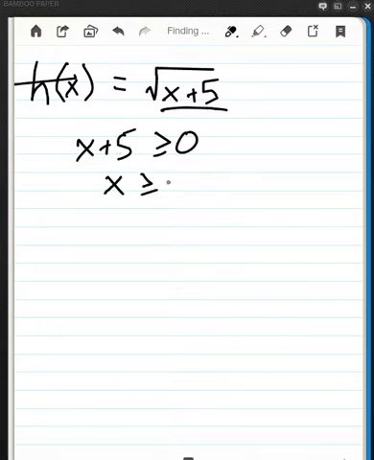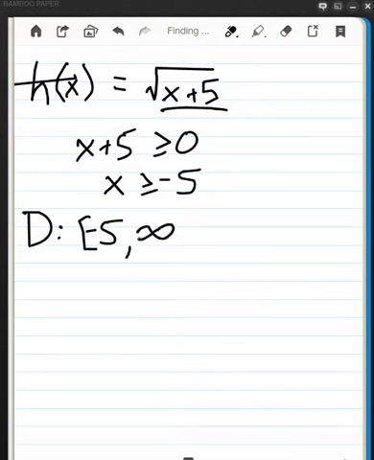We're just one step away from figuring out all the values of x that would work. We subtract 5 from both sides. We would have that x can only be numbers bigger than negative 5 and including negative 5. So we've just found our domain. The only values of x that will work are values from negative 5 inclusive up to positive infinity.